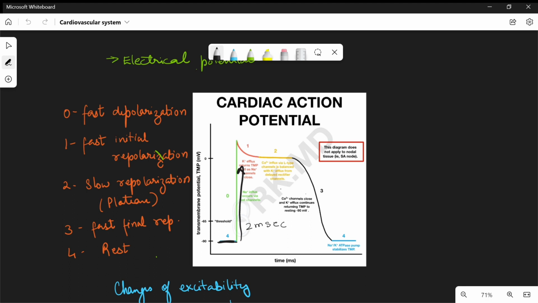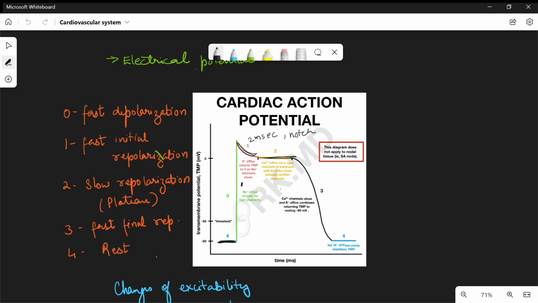Now the next, after depolarization, is fast initial repolarization. It is also very rapid. It also takes about 2 milliseconds. And the end of it is represented by a notch. The second is slow repolarization. So you can see the duration. It's very slow. You have to remember what is slow and what is fast. This is slow repolarization, or we also call it the plateau.